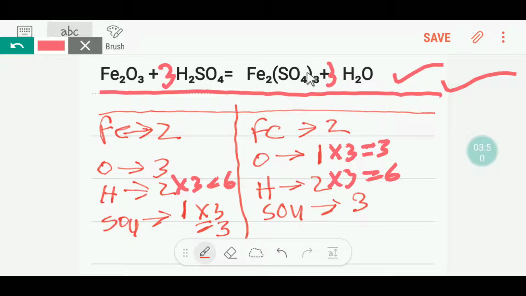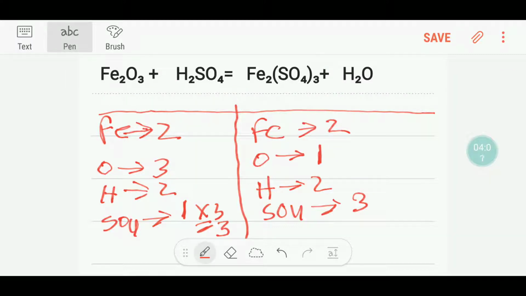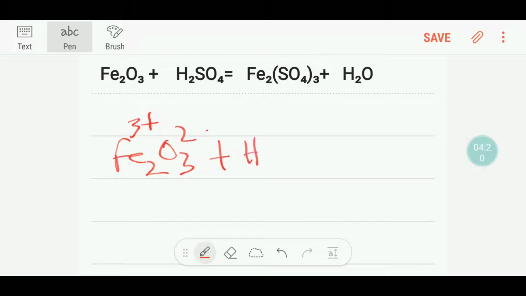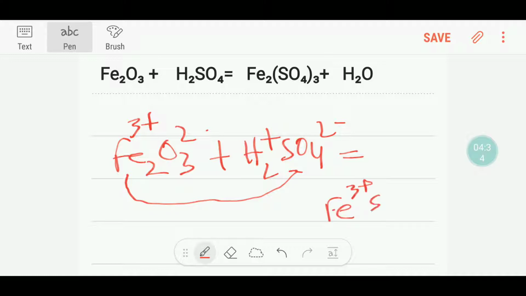Okay, let me balance this equation by applying my common sense, right? And it will help in your examination hall. So let's get started. Okay, I know that this is iron, right? This is 2 minus, this is 3 plus. Okay, and this is sulfuric acid, right? 2 minus, and this positive will take this negative, so I'll get iron 3 plus plus sulfate. So we have to apply here the criss-cross method, right, to write the formula.